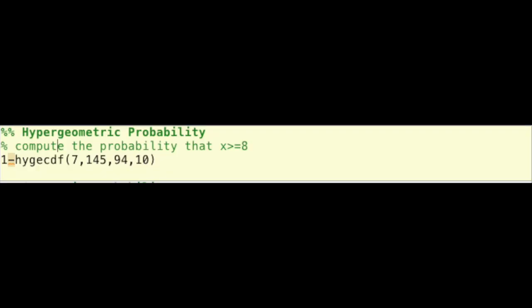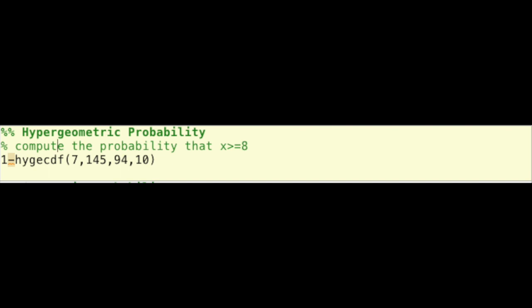Now we'll look at examples involving the hypergeometric distribution. The hypergeometric PDF and CDF, or hygePDF and hygeCDF functions of Matlab all use similar inputs. They expect the random variable value first, the number of preferred outcomes in the sample, then the total population size, then the special population size, and then finally the size of your sample. And again, this function is used for modeling situations where you're sampling without replacement.